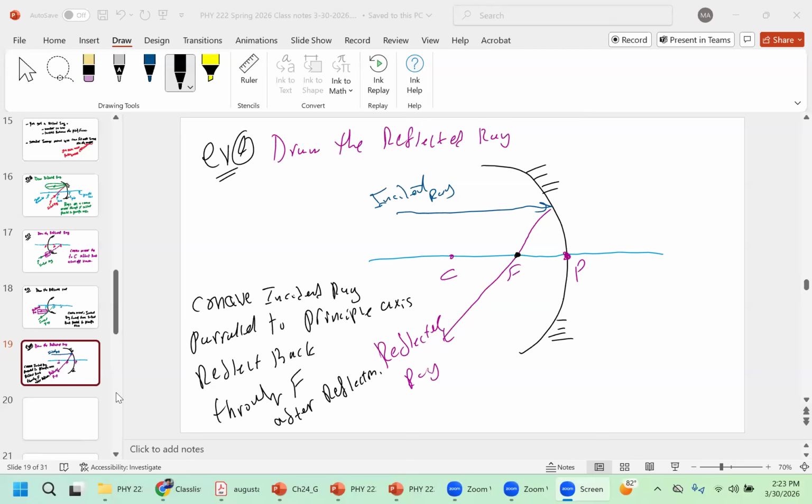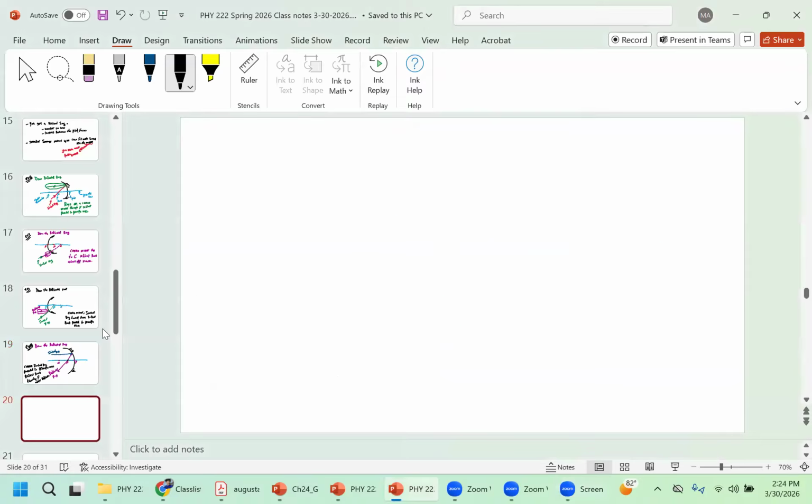Now, right now we talked about convex mirrors and concave mirrors and the incident rays and the reflected rays going through the focus, curvature, and the pole, and where the images are formed and all that. All right. Now I want to talk about something called sign convention, which basically is what I'm going to introduce to you.